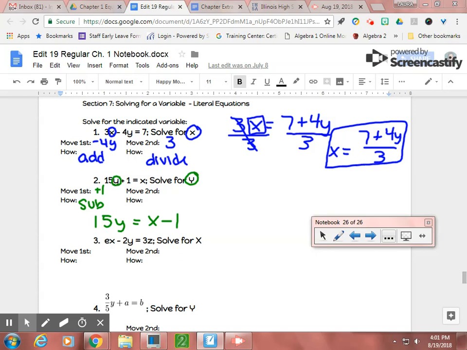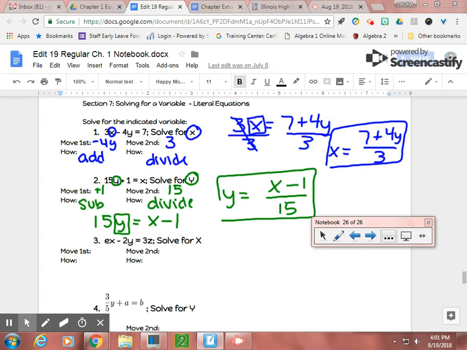So then my second move, because I'm trying to isolate the y, is to move the 15. Well, it's 15 times y, so the opposite of that is to divide. So when I divide that to the other side, I'm just going to divide the entire problem by 15. And this is my answer.